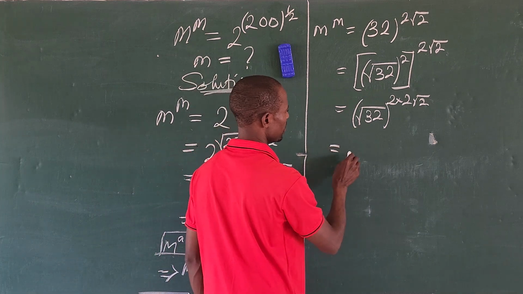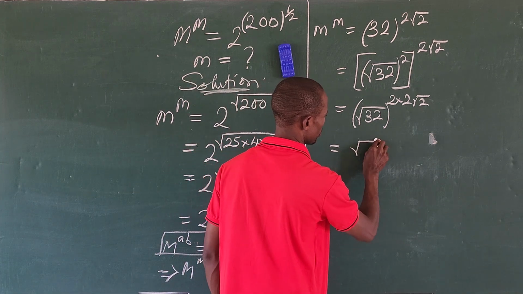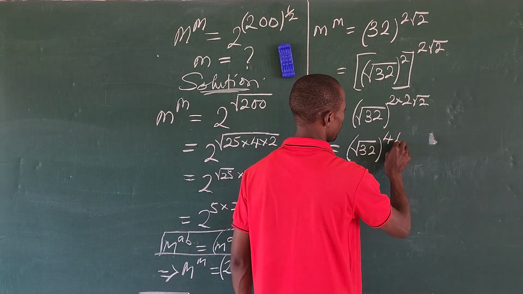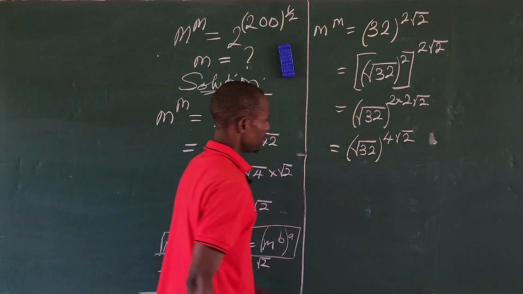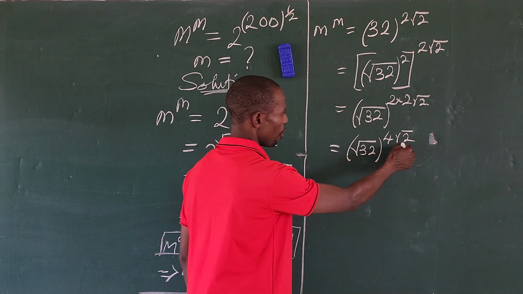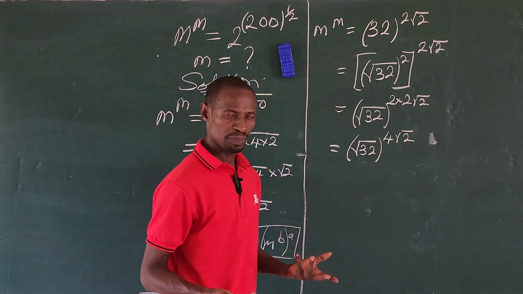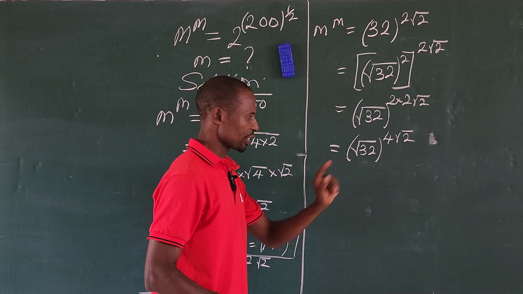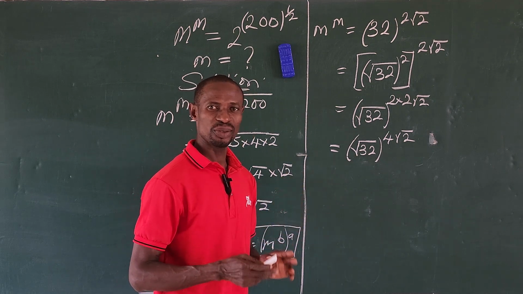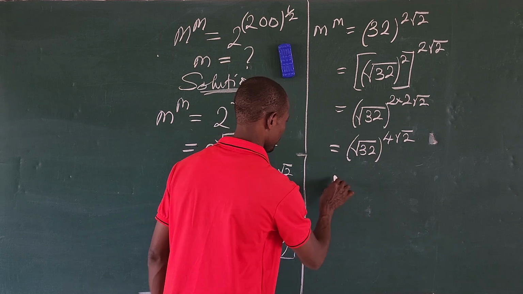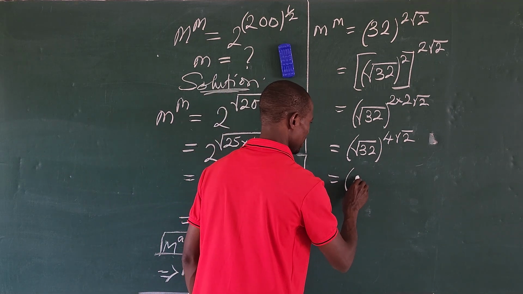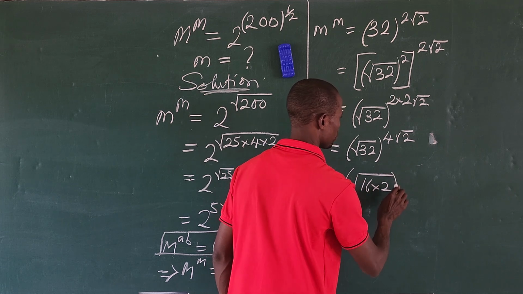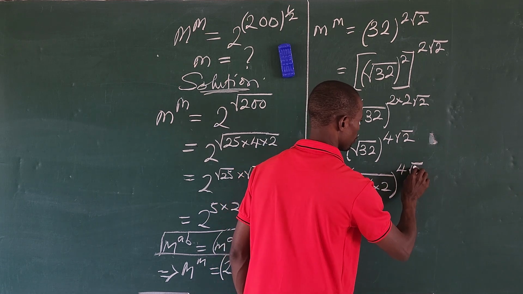So we can multiply this, and this time this gives us 4. So we have the square root of 32, in brackets, all raised to 4 root 2. From here, we have 4 root 2 at the exponent. Look at what we have at the base here, root 32. We can split 32 into 16 times 2. So this gives us, in brackets, the square root of 16 times 2, close bracket, all raised to 4 root 2.